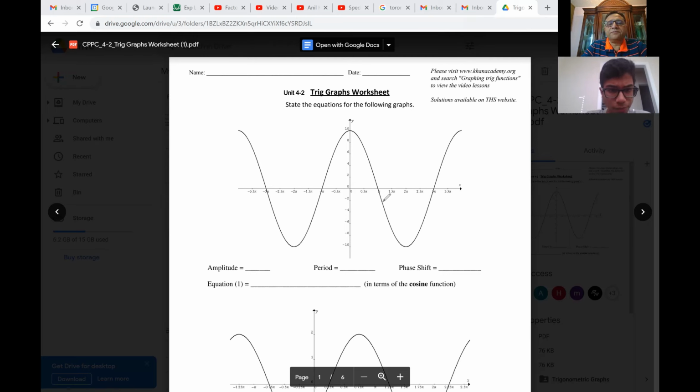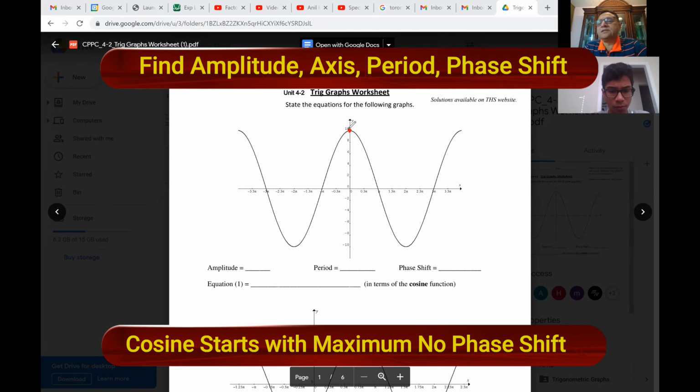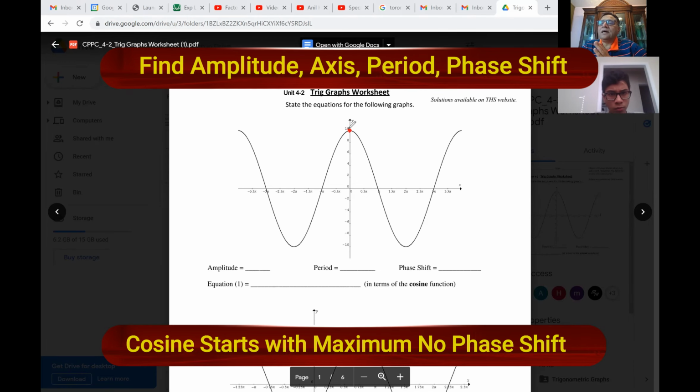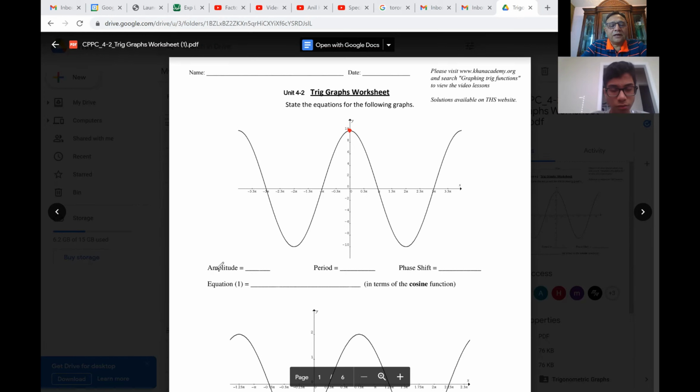Do you see the sine wave? And you can see that this sine wave starts with a maximum, right? Yeah. So if it starts with a maximum, that means you could write a cosine function without any phase shift, correct? Yeah. It says write down amplitude, period, phase shift, equation one in terms of cosine function. Since it has mentioned cosine function, we know phase shift is zero, correct? Yeah.